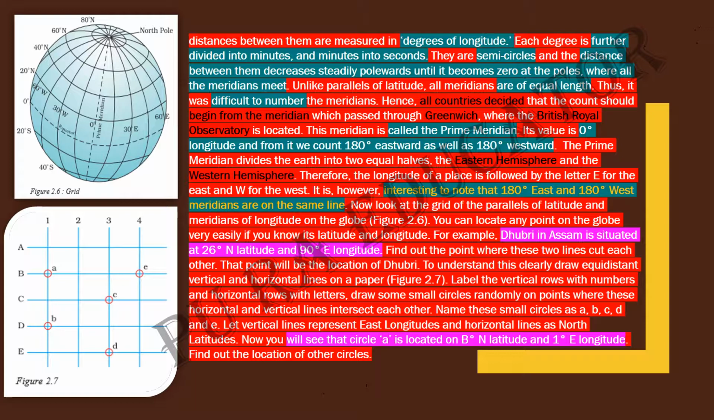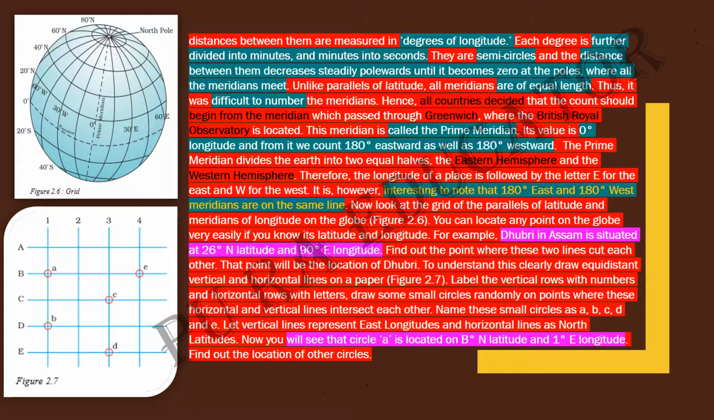Likewise, the equator divides the Earth into two equal halves, the Northern Hemisphere and the Southern Hemisphere. Friends, it is quite interesting to note here that the 180° east and 180° west meridians are the same line. This line is known as the international date line. It is exactly opposite to the prime meridian.